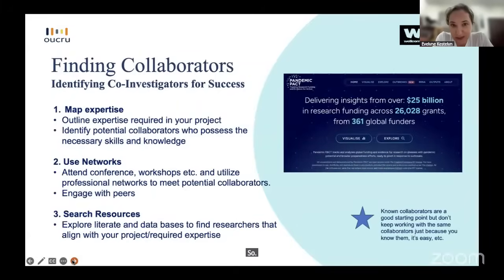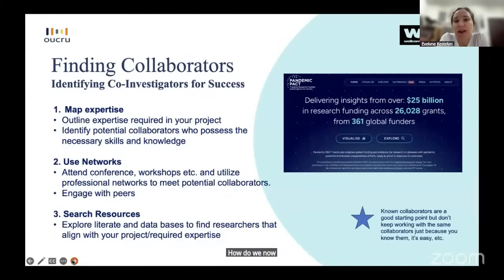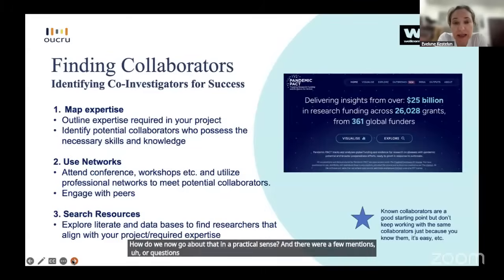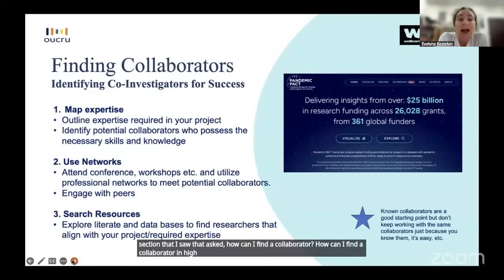So, now that we know what type of collaborators we would ideally like and what type of collaborations we would ideally like, how do we go about that in a practical sense? There were a few questions in the Q&A section that asked, how can I find a collaborator? How can I find a collaborator in a high-income country? How can I find a collaborator with maybe a certain skill set?